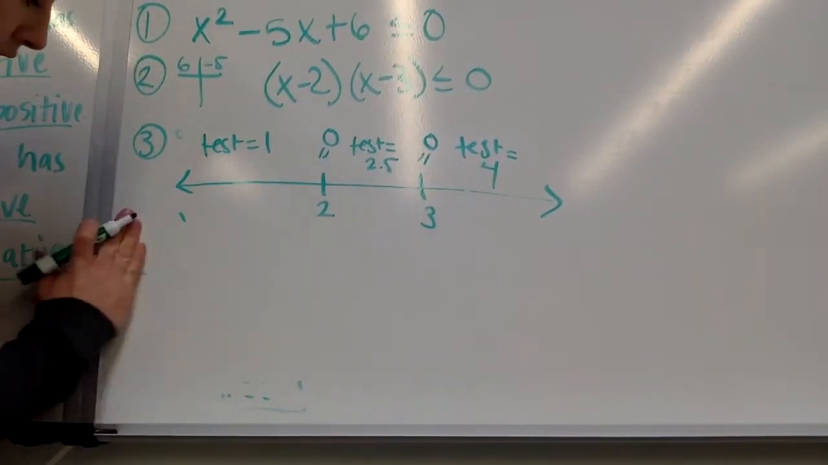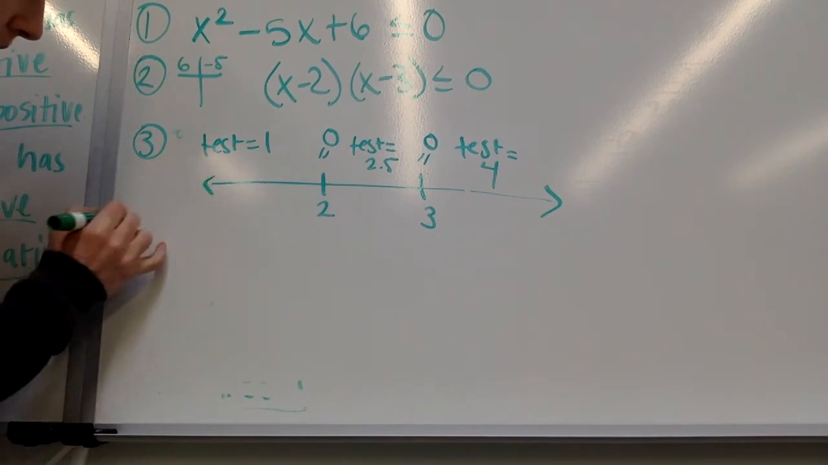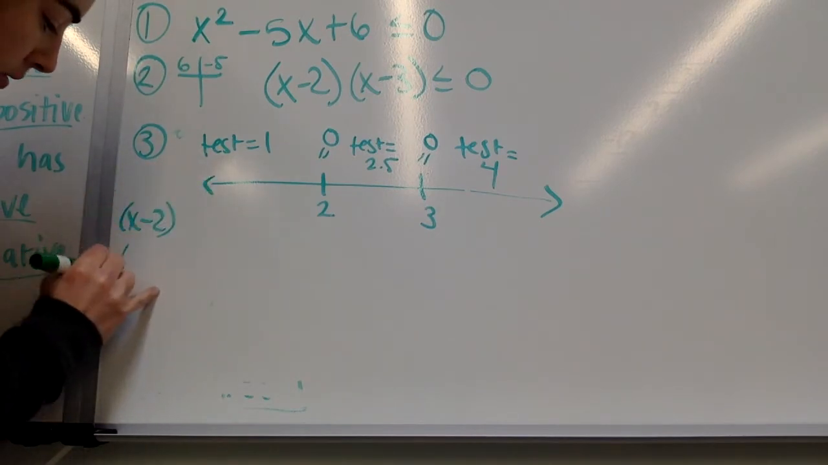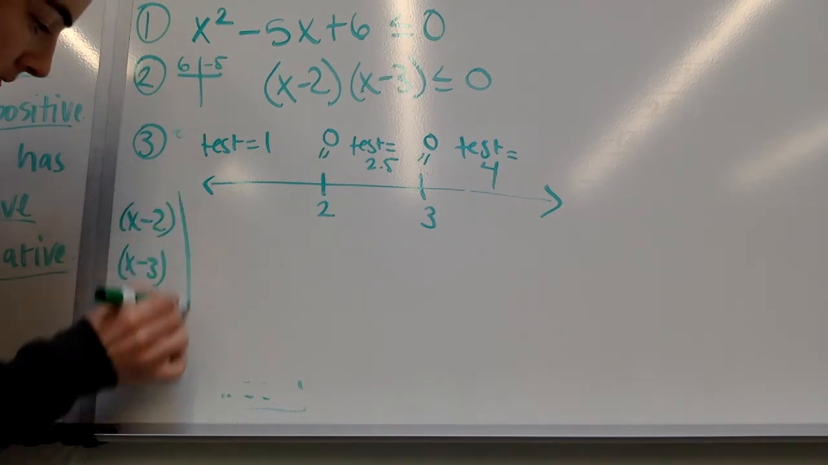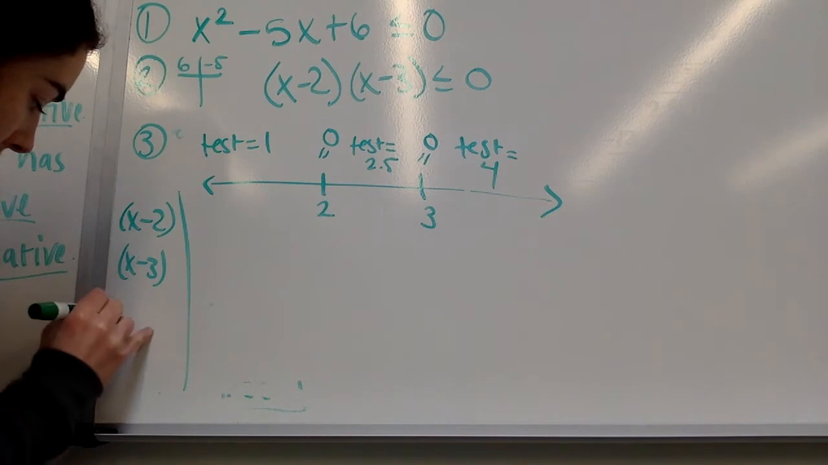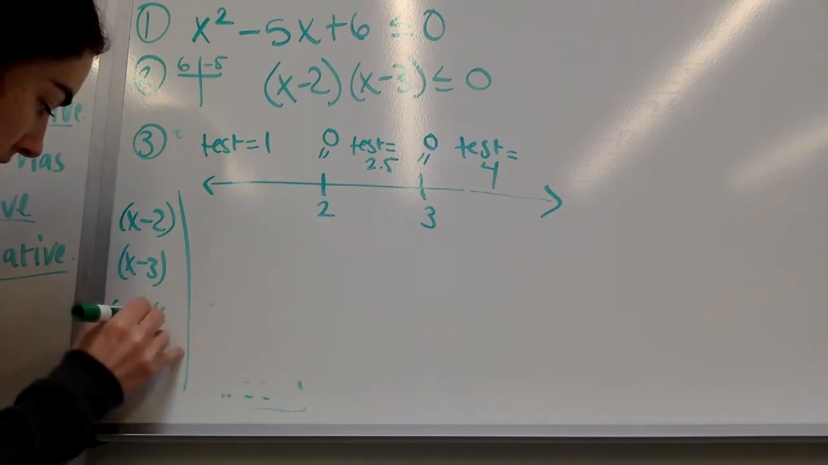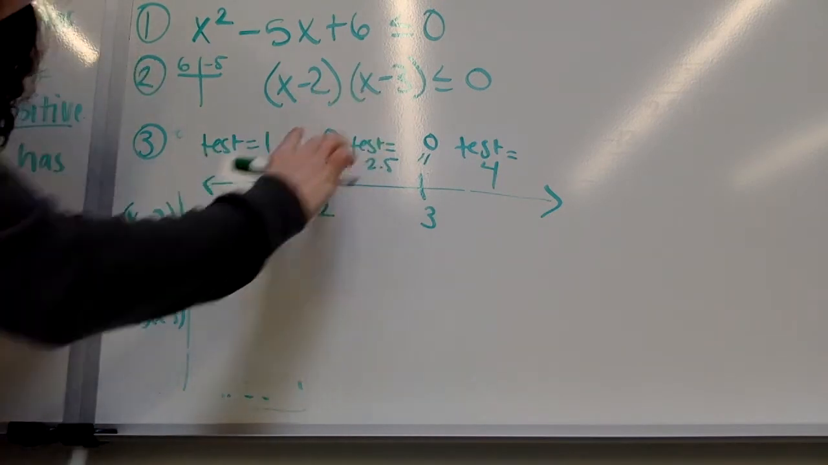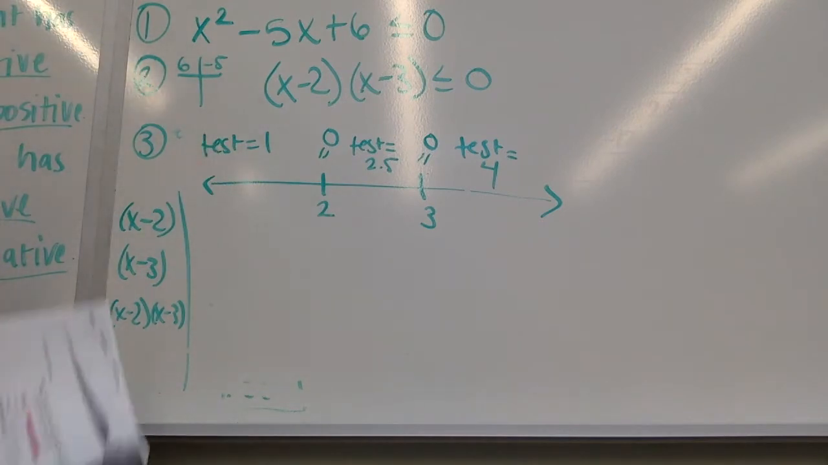So I'm going to make a little, so I should have left myself a little bit of room here. X minus 2, X minus 3. Okay, and then when they are multiplied together, because that's what we need to do on this side over here, what does our final value come out to?